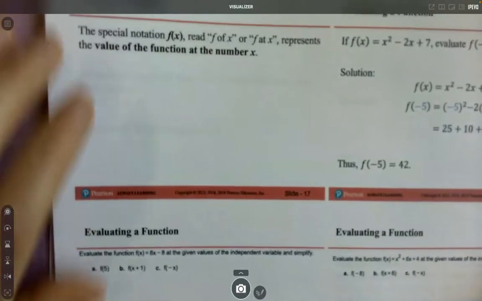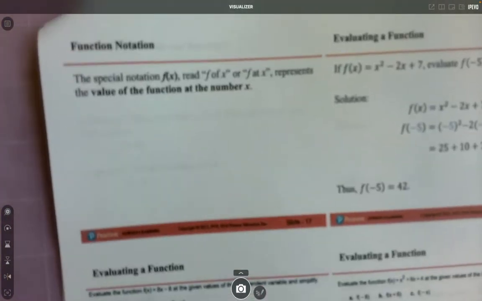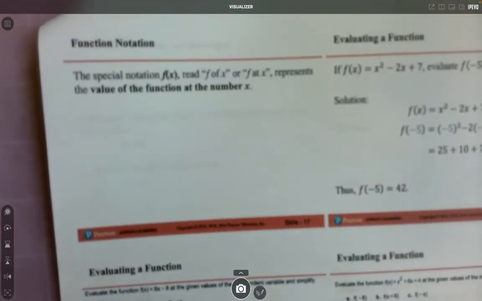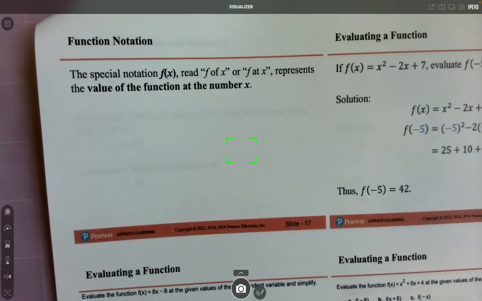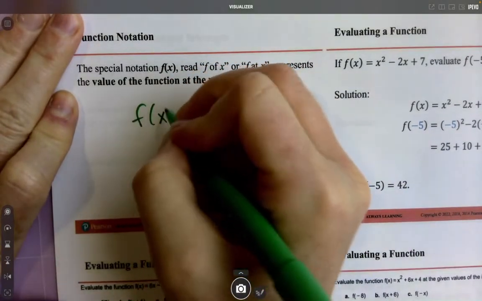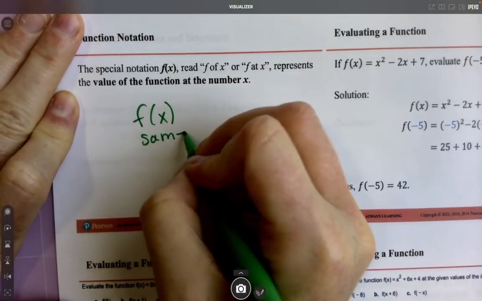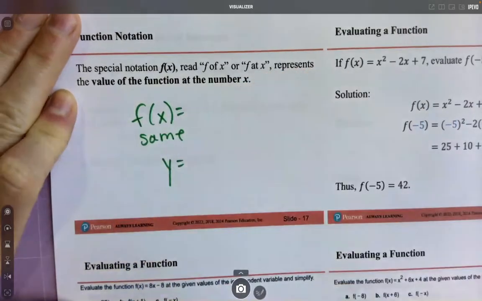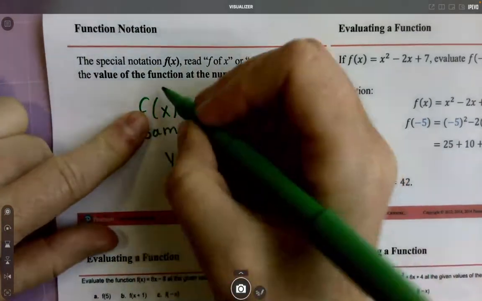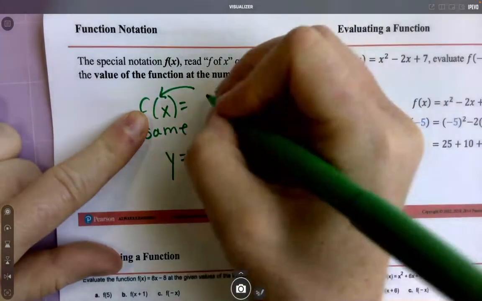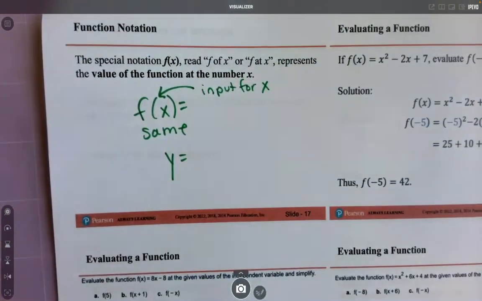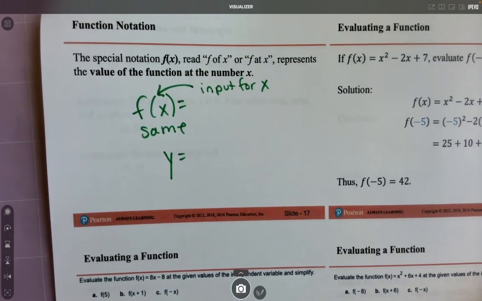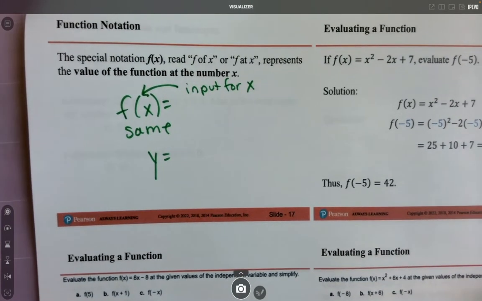Okay, function notation. The special notation f of x, f parentheses x, read f of x or f at x, represents the value of the function at a number x. So anytime you see f of x, that's the same as saying y equals. All this x is saying is this is our input for x, and there will come some output for y.